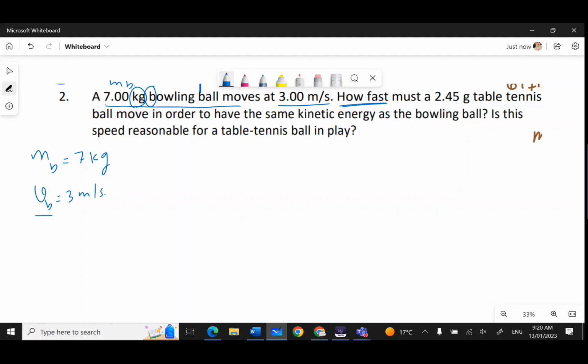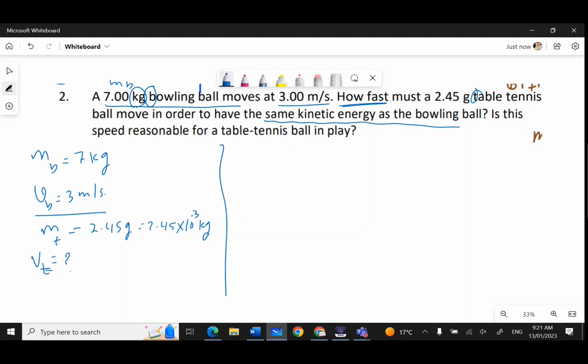How fast? It means I don't know the velocity of what? The table tennis ball. I'm going to take the letter T for table tennis ball. If the mass of the table tennis ball is 2.45 grams, again, a gram is not an SI unit. So either you divide by 1,000 or you multiply by 10 to the power negative 3. Now let's continue the question. If they have the same kinetic energy, that means the kinetic energy for the bowling ball should be the same as the kinetic energy of the tennis ball.